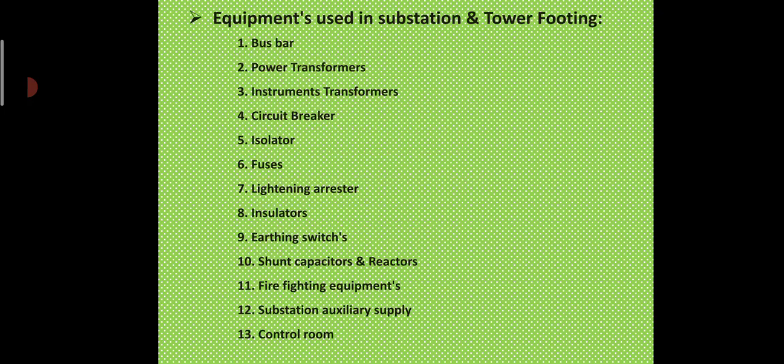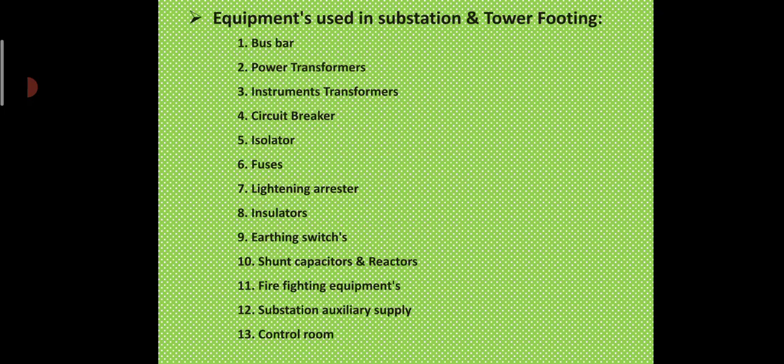Shunt capacitors and reactors. These capacitors supply reactive power to the loads and thus help in improving the power factor. Sometimes reactors may also be used to absorb reactive power supplied by the line.